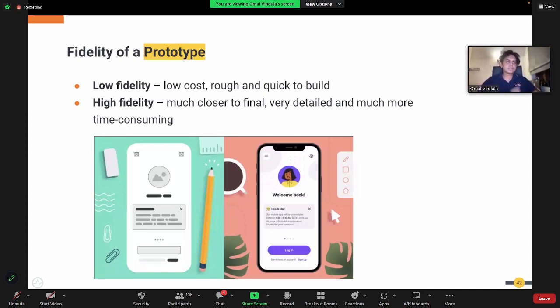You can use lots of tools for this. For instance, for low fidelity prototypes, you can use even Figma. You can use Figma for both. Adobe XD you can use for both, but for low fidelity ones, there's something called Balsamiq. So these are some of the tools. You can easily find these tools, and most of them are free of charge.